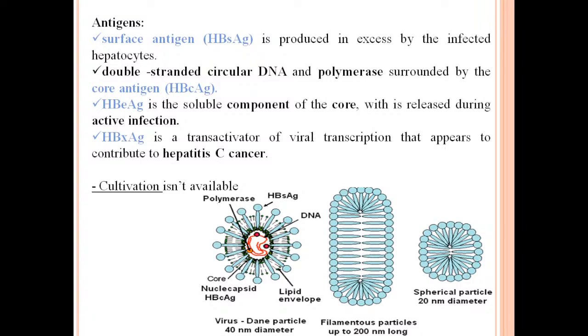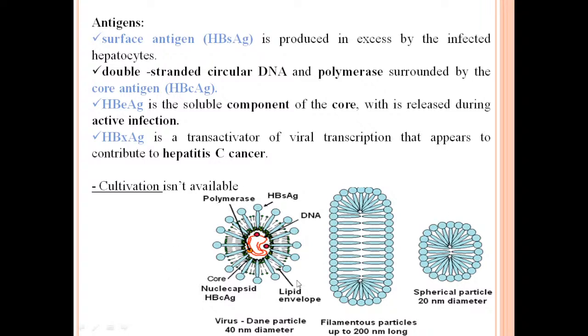HBE antigen is the soluble component of the core, which is released during active infection. It is not shown here, but memorize that it is produced. It is a component of the core in acute infection. HBX antigen is a transactivator of viral transcription that appears to contribute to hepatocellular cancer. It plays a great role in cancer of the liver.